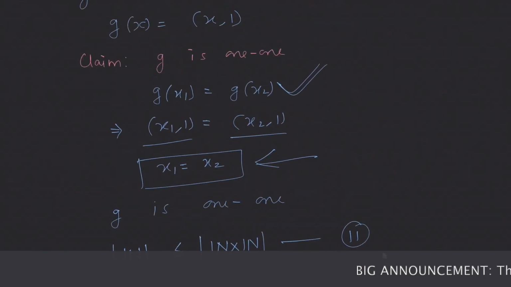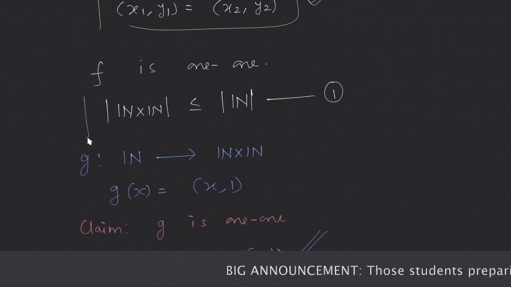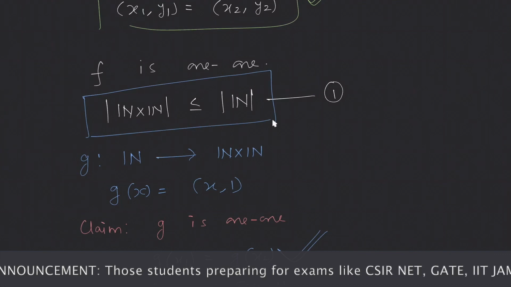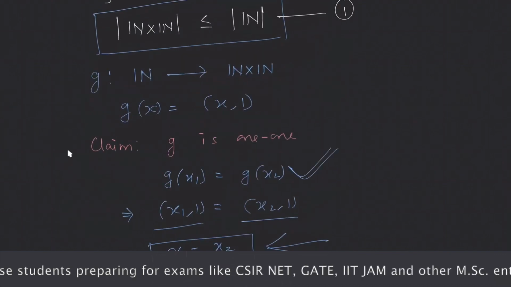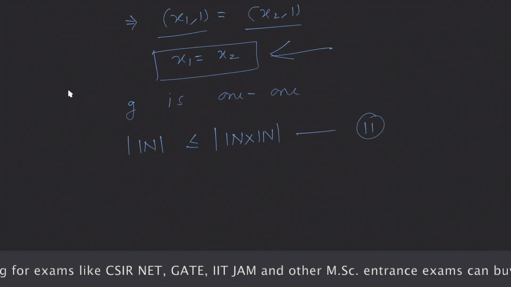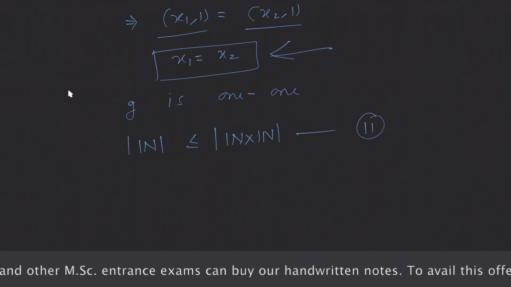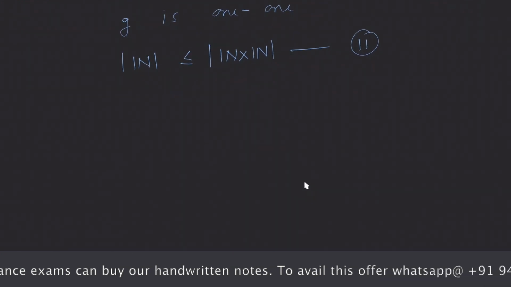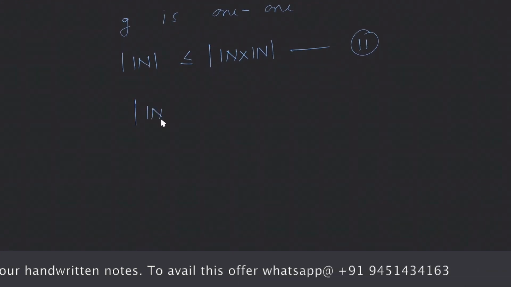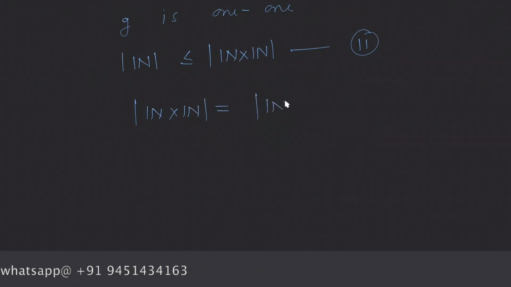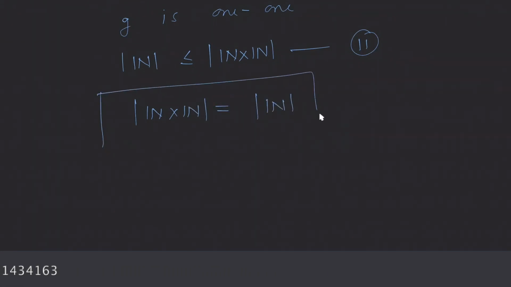Now from relation 1, the cardinality of N cross N is less than or equal to the cardinality of N, and from relation 2, the cardinality of N is less than or equal to the cardinality of N cross N. So from these two relations we can conclude that the cardinality of N cross N is equal to the cardinality of N. And this is what we had to prove. This completes the proof.